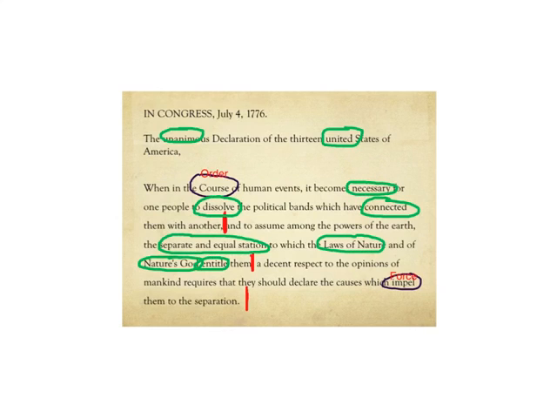A decent respect to the opinions of mankind requires that they should declare the causes which force them to the separation. So right away I'm going to circle that last word, separation, because I feel like that's what this is all about. Going back to the beginning, I'm going to circle respect, because I know that the colonies felt so disrespected by King George. And then this word right here, requires, again, they had to do this. They were entitled. It was necessary. And then declare, because they're not just saying it, they're declaring it. They're making a statement about what they have to do.